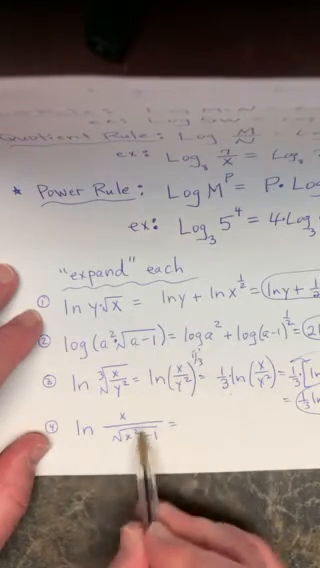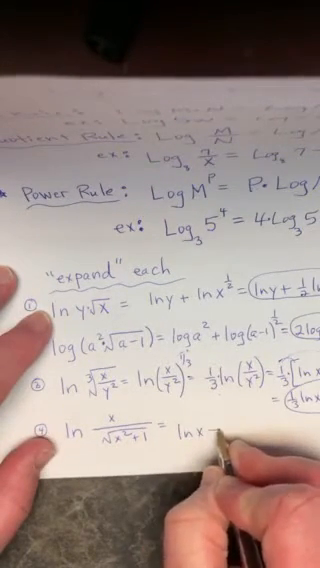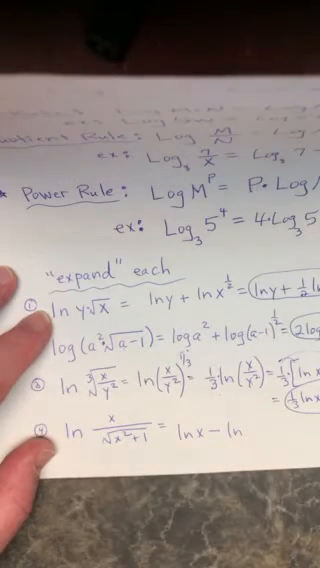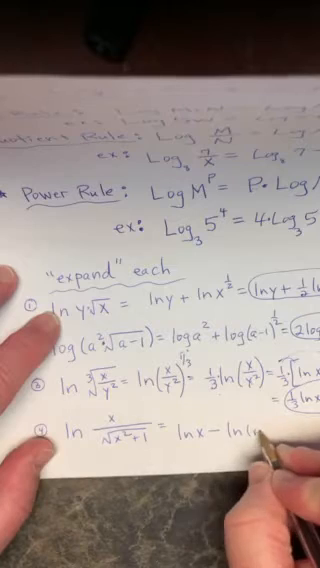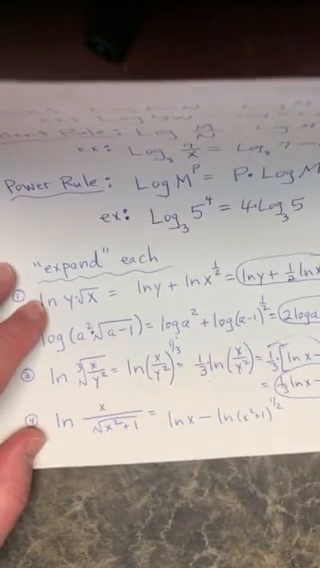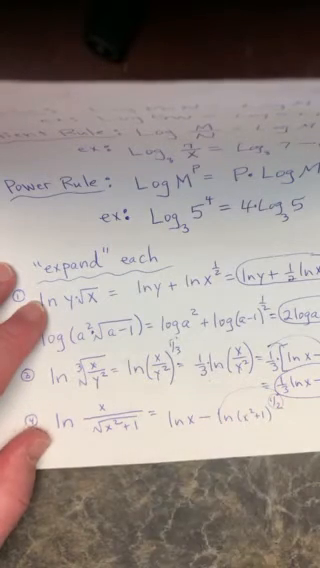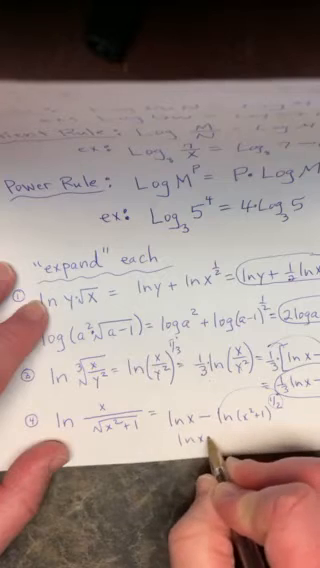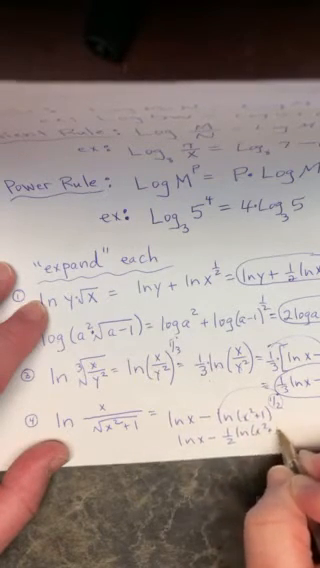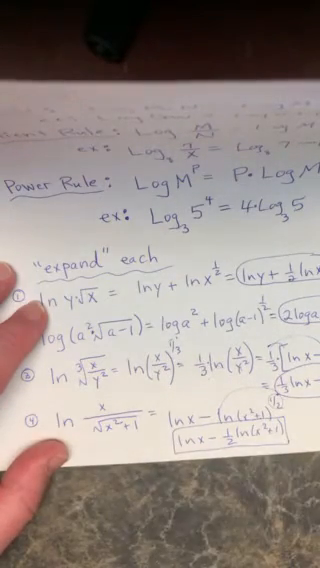Okay? And then number 4, I notice it's the ln of something over something else. So I notice that's a quotient, correct? So I'm going to write ln x minus ln of, okay, here we go again. Isn't that a square root box? So that's really x squared plus 1 to the 1/2 power. And then that power can get placed in front of that ln. So I've got ln of x minus 1/2 ln of x squared plus 1. And I rewrote my logarithm and expanded it.